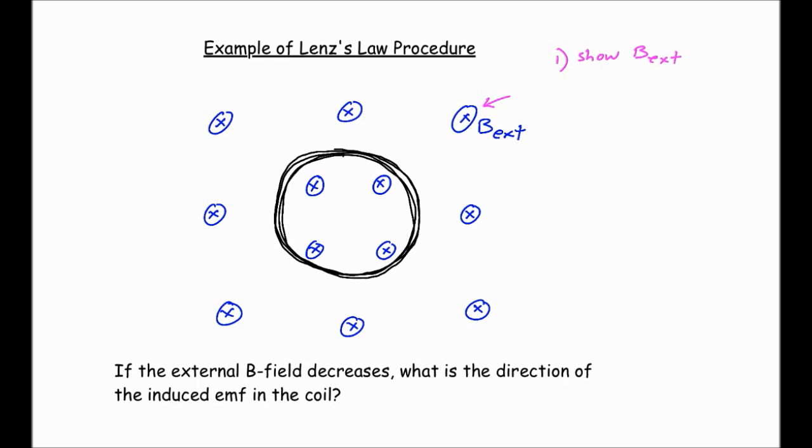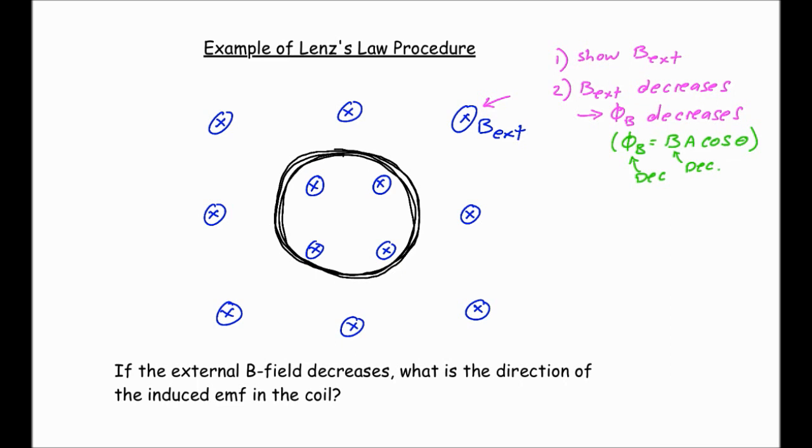And then step 2, if the external B field decreases, then that means the flux decreases. And that's because the flux is B A cosine theta. So if one of these variables, such as B external, decreases, then the flux decreases. Then Lenz's law says, if the flux decreases, we get an induced B field inside the coil in the same direction as the external B field. So now let's draw the induced B field inside the coil.